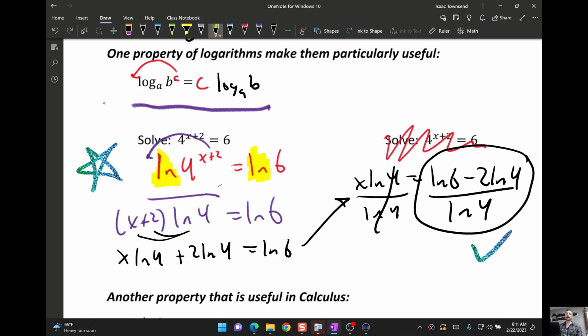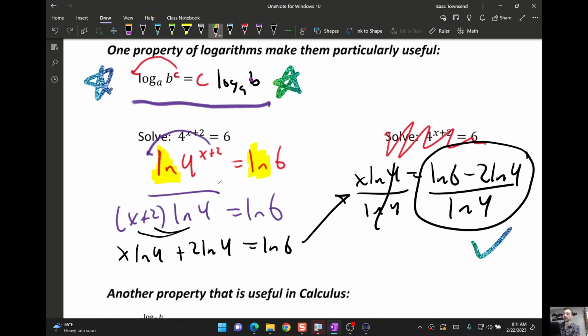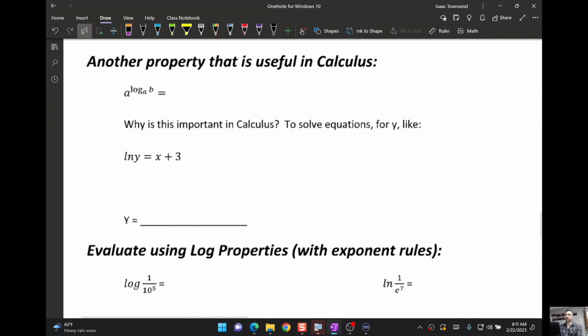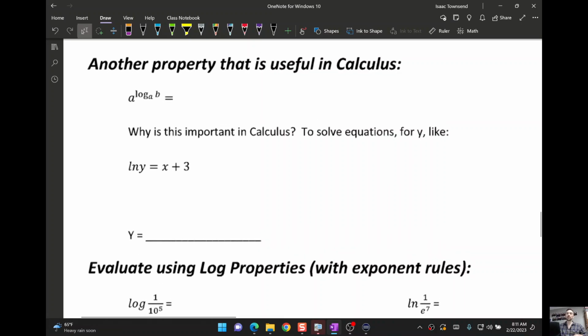But taking the natural log of both sides, we'll practice that quite a bit more, but I need you to understand why this property is important. This is what makes logarithms useful and why we spend so much time learning them. Okay, there's another property that you need to be aware of, although you won't have to use it too much in here.